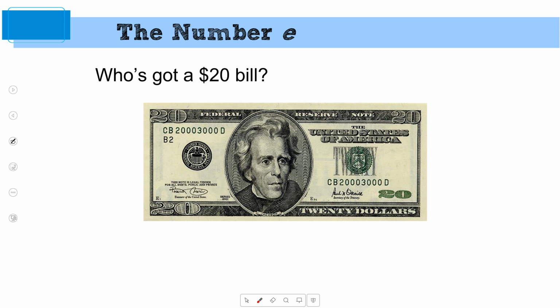Has anybody seen this before? All right, here we go. What is this? $20 bill. Who's on the $20 bill? Andrew Jackson. Do you know which president he was? The 7th. Do you know what year he was elected? After 1800. Very good. 1828. He ran for 2 terms, right? 1828.